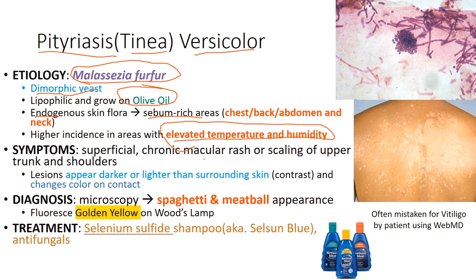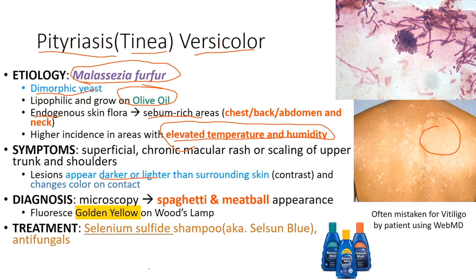So for symptoms, you get a superficial macular rash, and you have scaling of the areas that are infected. It appears darker or lighter than the surrounding tissue. So here's dark skin, and then here's the tissue that's infected from this. And it can change color on contact. So if I were to wipe my hand on this guy's back, it actually wouldn't be just white, it would go to a gray color. It's almost like those furry pillows. When you slide your hands one way, it's dark blue, and then you slide it the other way, it's more like a light blue because the hair stands up in a different direction. That's how this works when you touch the skin.